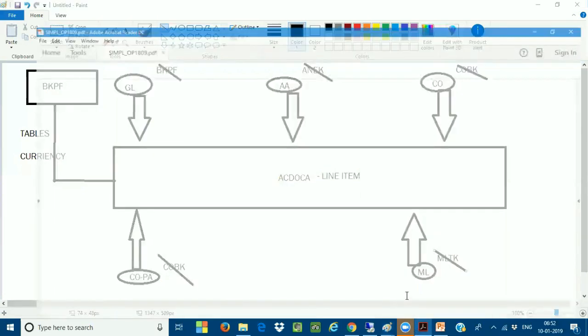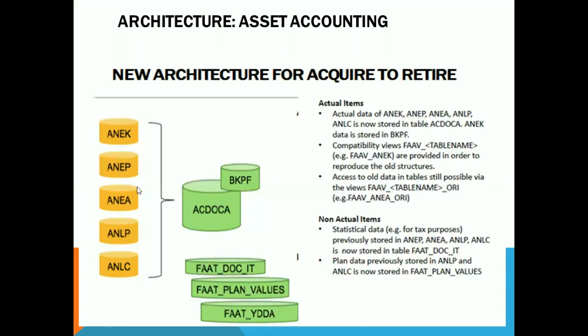If I see this asset accounting, ANEP till ANLC, these are all called line item tables, and this ANEK is called the header table. After you bring in the universal journal entry table, there is only one line item level table, and we have replaced this header table with BKPF. And this ECDOCA is only for actuals, not for planning, not for statistical data. Only actuals are going to be stored in the ECDOCA table.